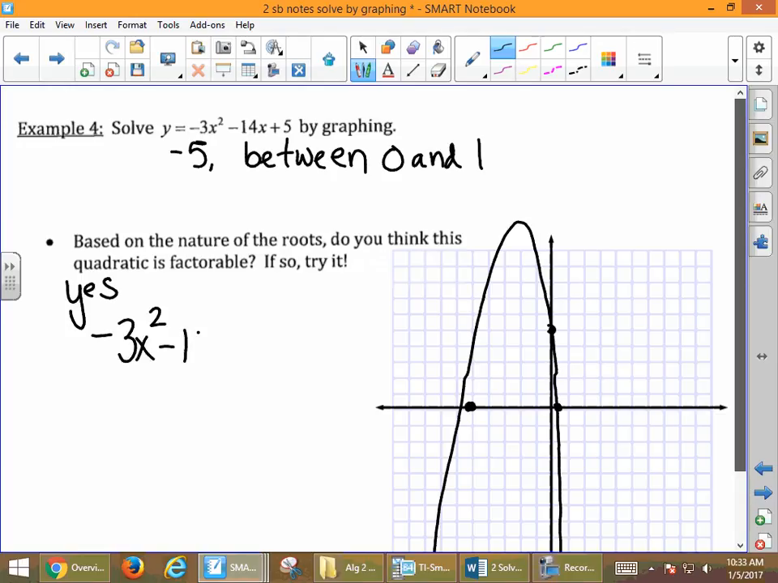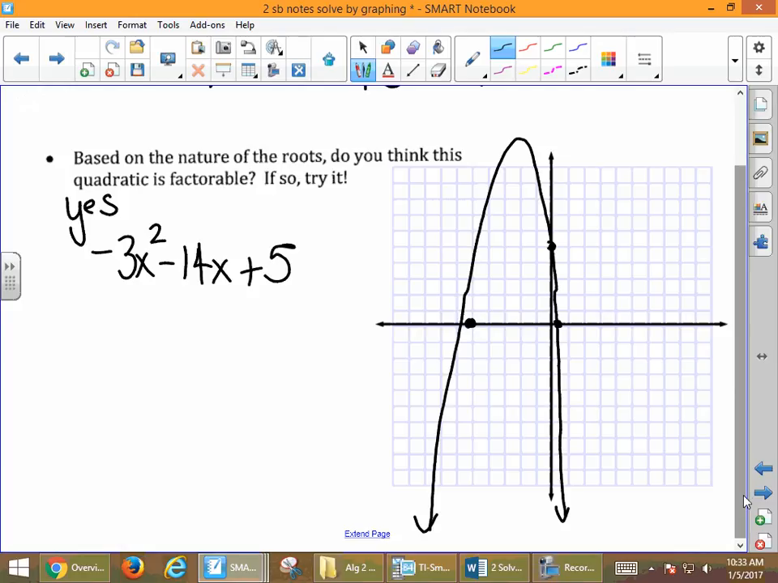And we haven't ever factored a problem where we have a negative in front of the x squared term. So what we need to do to factor this is we need to get that negative away from the 3x squared. So we're going to factor it out like it's a GCF. So we're going to take out a -1. And what that's going to do is it's going to change our 3x squared to positive. And it's going to change our 14x to positive. And it's going to change our 5 to negative.